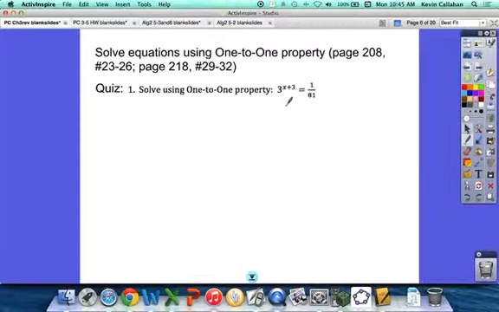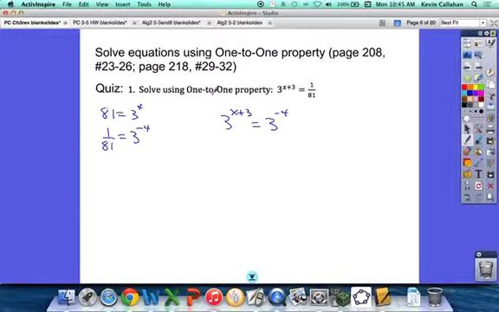3, right? It's got to be 3. Well, 81 is 3 to the 4th. So 1 over 81 is 3 to the negative 4th. Remember, negative exponents just flip you to the other side of the fraction. So this is actually 3 to the x plus 3 equals 3 to the negative 4.